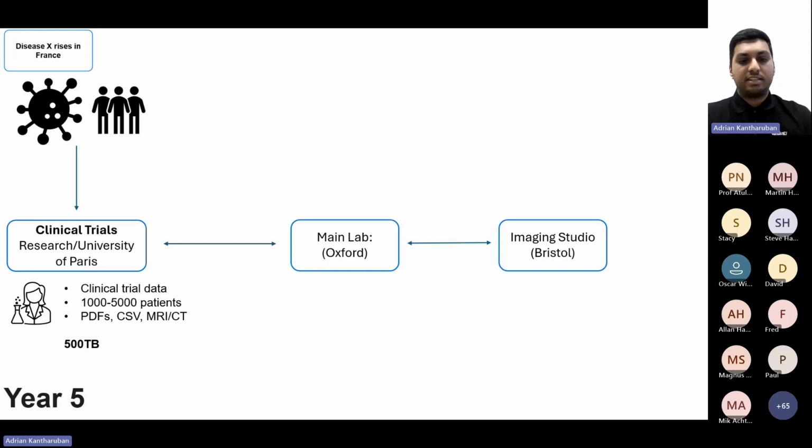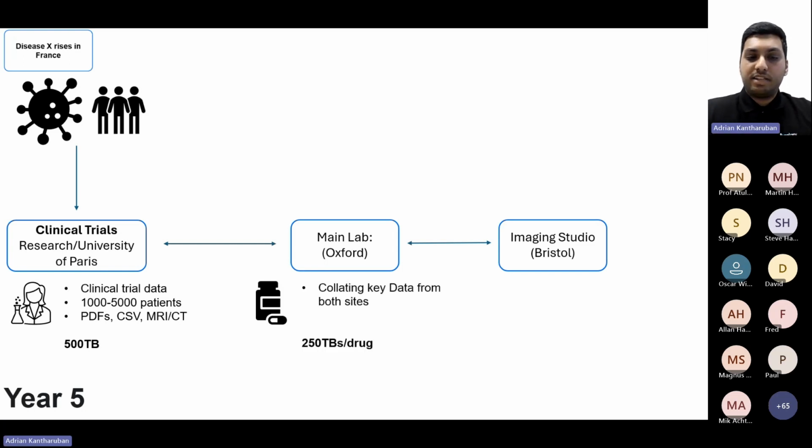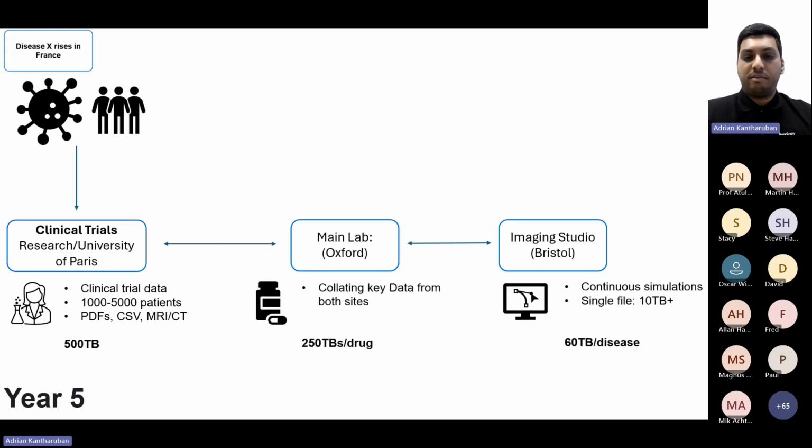As you can see, the data stored on-prem is escalating fast. At Oxford, we're collating data from both Bristol and Paris, and they're building a pipeline, collecting key data, making sure they're not just working on this specific drug; they're working on multiple drugs. But right now there are 250 terabytes. Same thing with the imaging studio in Bristol, they're around 60 terabytes.